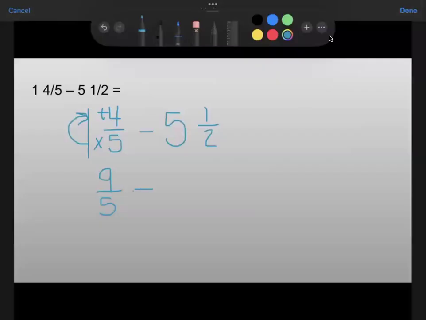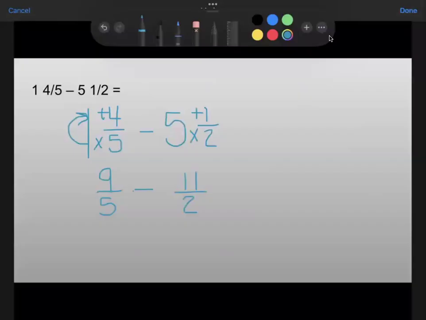Okay, we're going to keep that minus in between. Let's change 5 and 1/2 to its improper fraction form. So we're keeping the 2 as the denominator. 2 times 5 is 10, plus 1 is 11. So this becomes 9/5 minus 11/2.